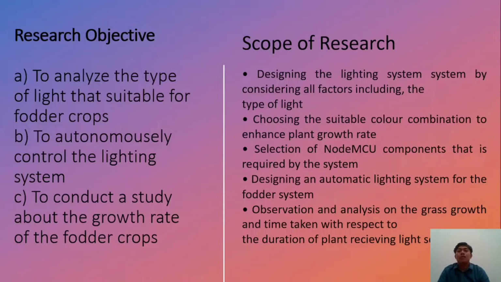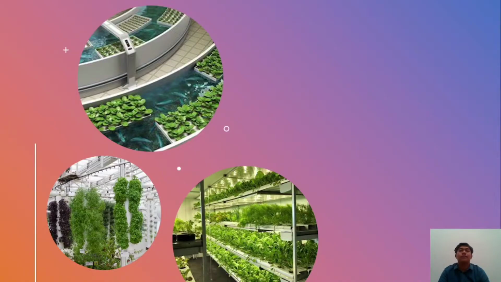For the scope of research, first, designing the lighting system by considering all factors including the type of light. Second, choosing the suitable color combination to enhance the plant growth rate. The third one is selection of the NodeMCU component that is required by the system. The fourth one is designing an automatic lighting system for the fodder system. And the last one is observation and analysis on the grass growth and time taken with respect to the duration of plants receiving light sources.